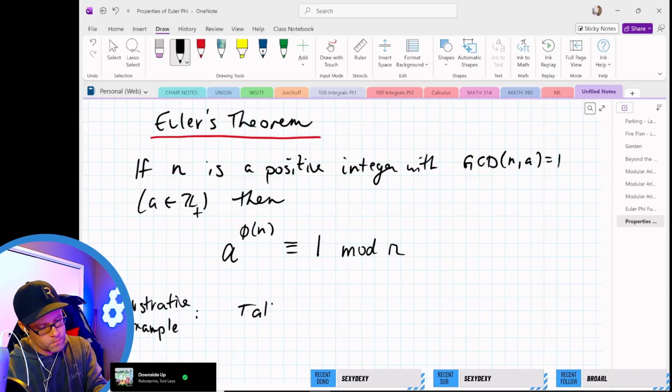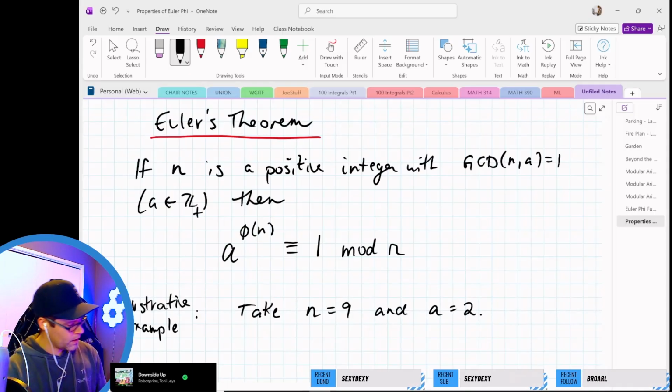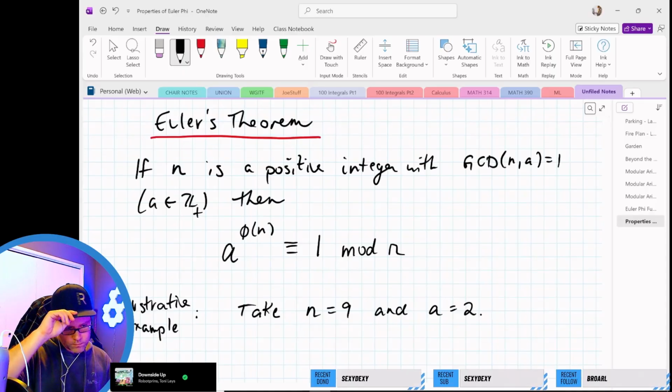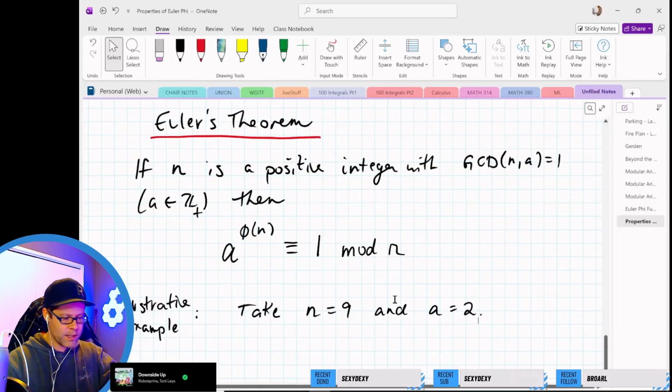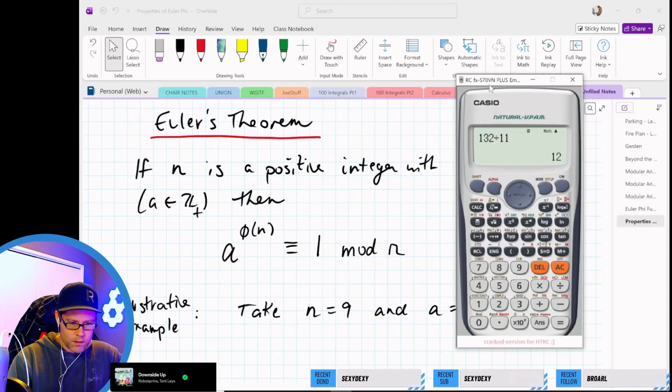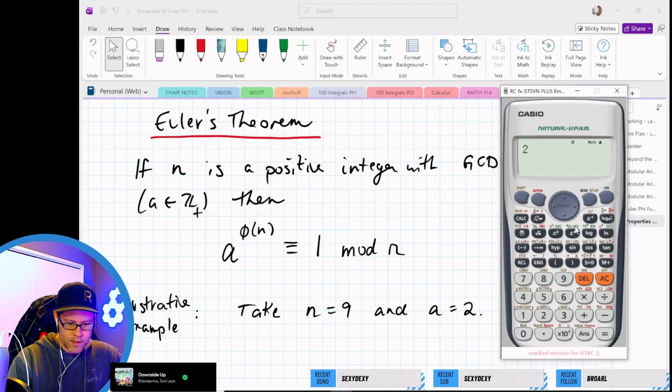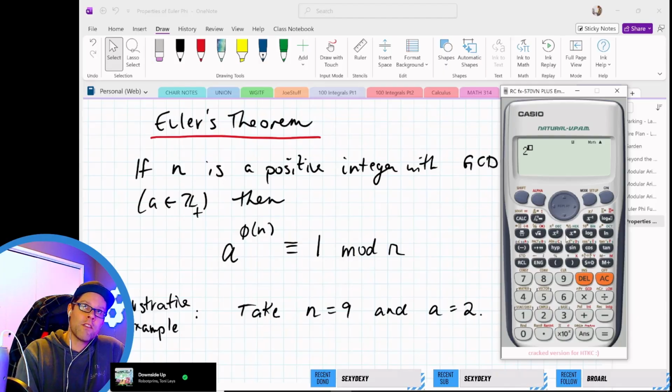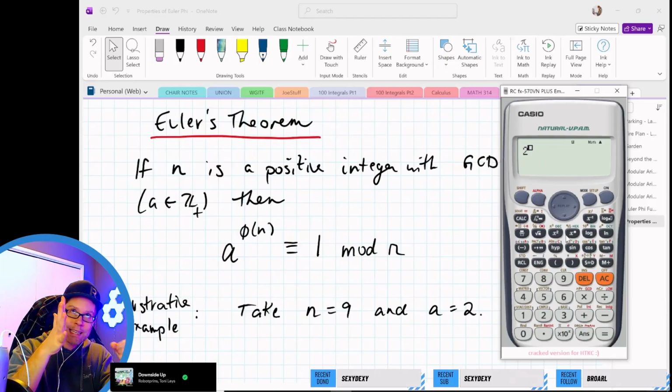So let's take n equal to 9, and a equal to 2. Now we can just blindly check that this is the case if we want. If we take 2 and raise it to the power of phi of 9, so phi of 9 is everything that's less than 9 and co-prime with 9. So 1, 2, 3, 4, 5, 6, 7, 8. There should be 6 integers less than 9 that are co-prime with 9.